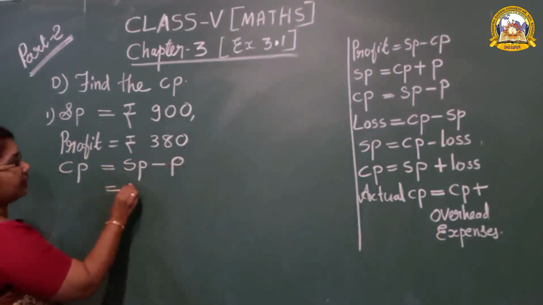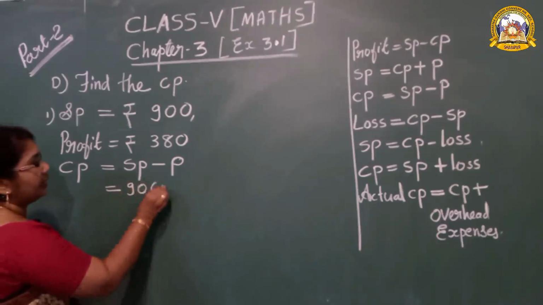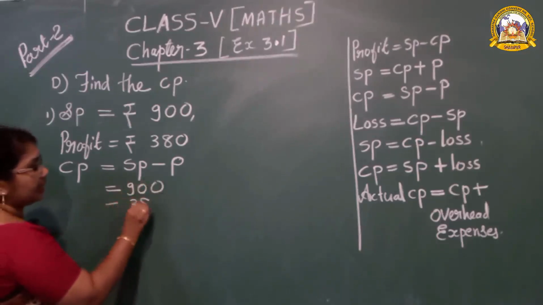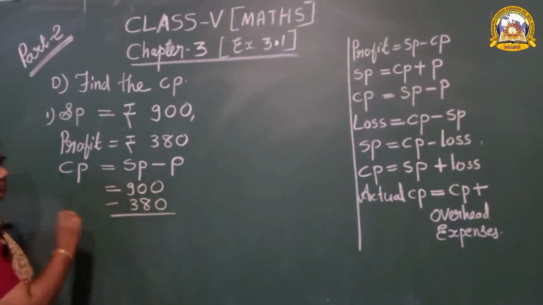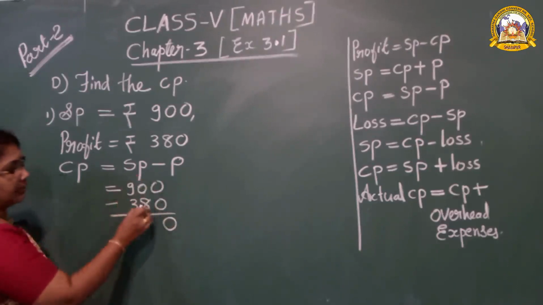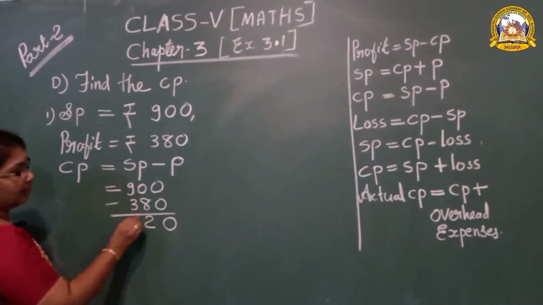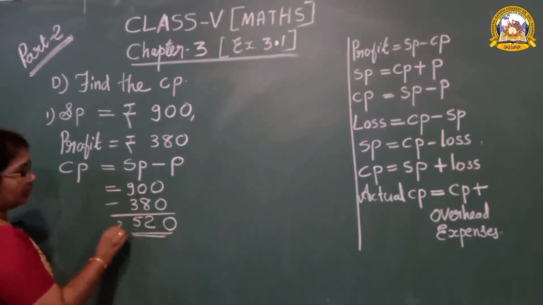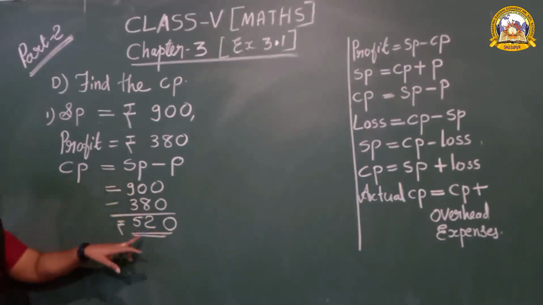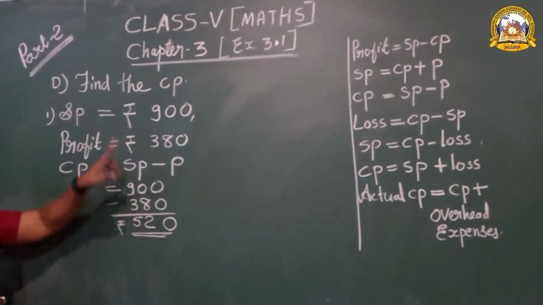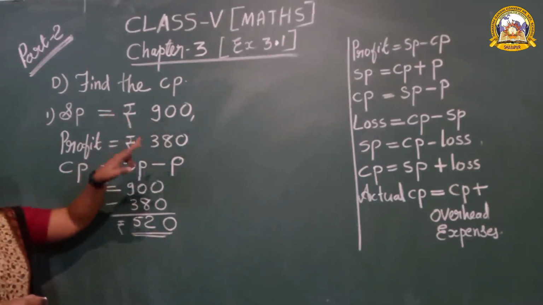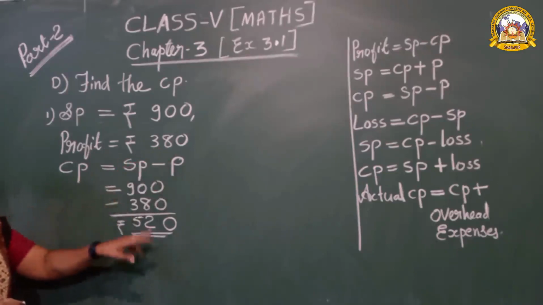What is the selling price? 900 minus 380. 0, 10 minus 8, 2, here is 8, 8 minus 3, 5, 520. What is the cost price? 520. Selling price is 900, then profit is 380.